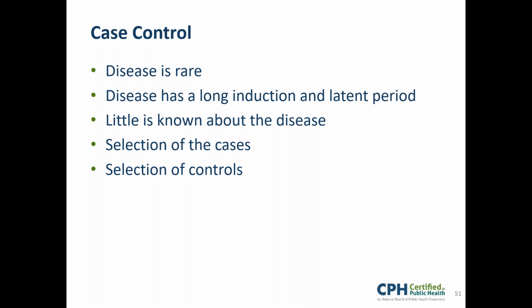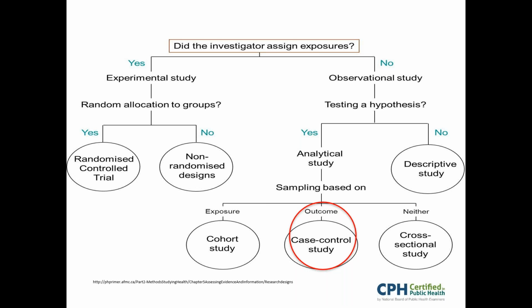So let's go again to our diagram. Did the investigator assign exposures? If the answer is no, it's an observational study. Are we testing a hypothesis? Typically in a case control study you are, so the answer would be yes, and it's an analytical study. And typically for a case control study, you are sampling based on whether or not individuals have your outcome of interest. And so we have a case control study.